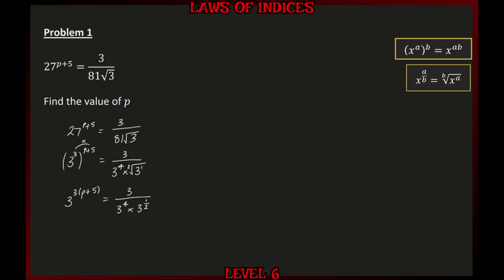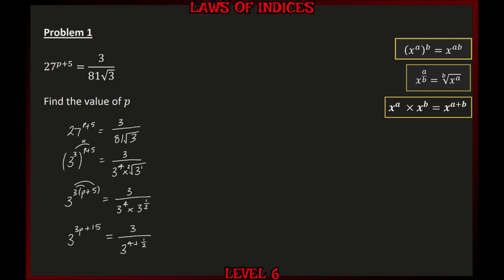Continuing with the left-hand side of the equation, we can simplify by expanding our bracket. So we have 3 to the power of 3 times p, which is 3p, plus 3 times 5, which is 15, and that's equal to 3 over, and in our denominator on the right-hand side, we're multiplying indices together. So we can use this law, which tells us that 3 to the power of 4 multiplied by 3 to the power of a half becomes 3 to the power of 4 plus a half.